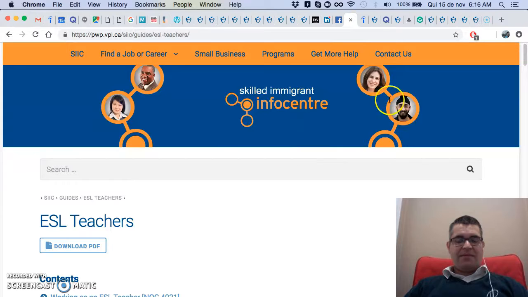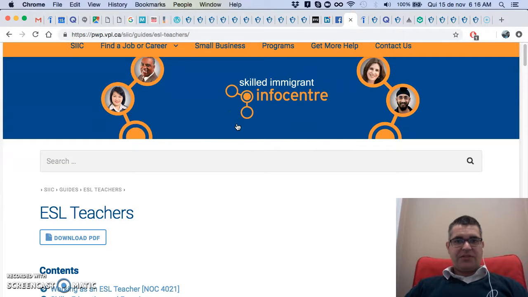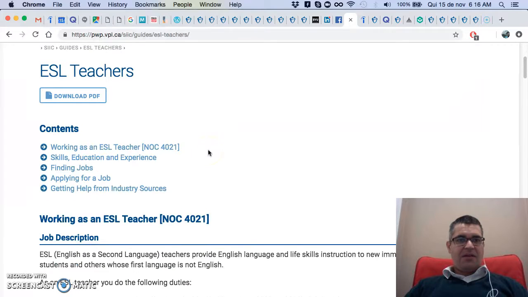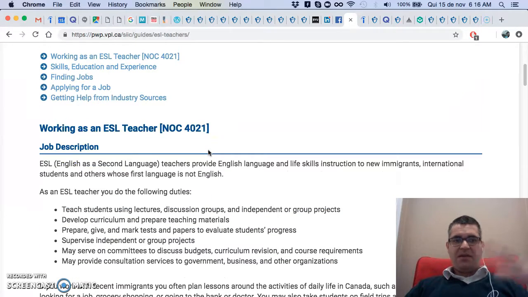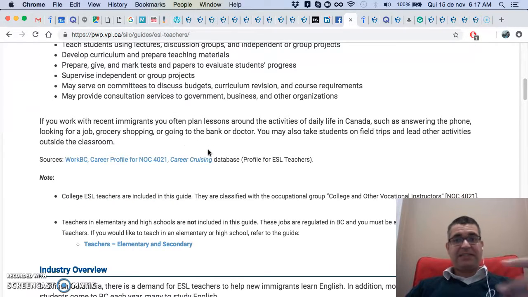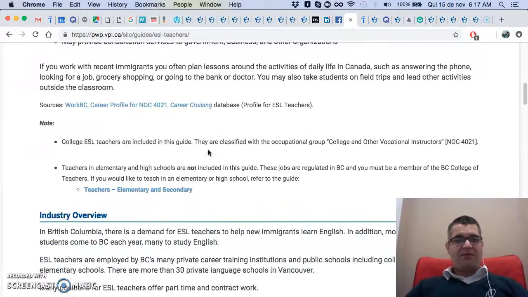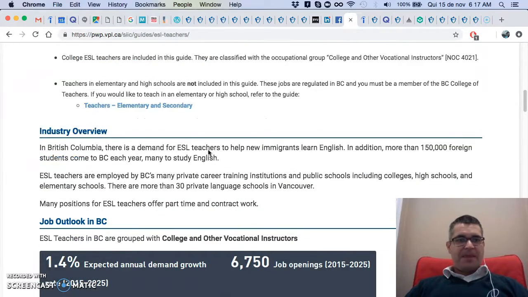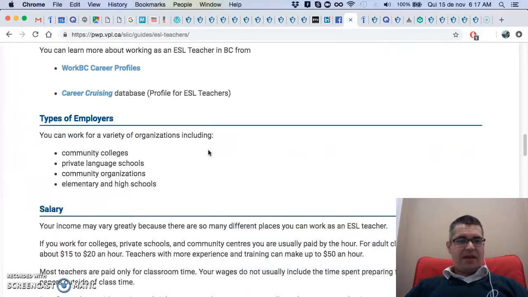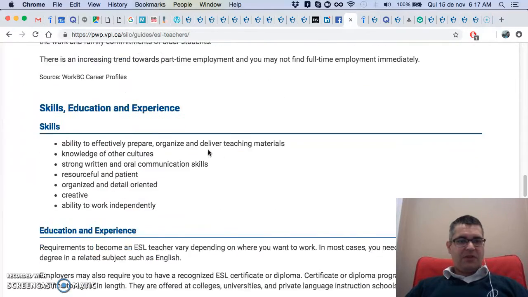Here at the Vancouver Information Center for Immigrants, they have the ESL teachers category and give me all the details for the industry and everything. Since I'm new to Canada, I've been here for 4 months.